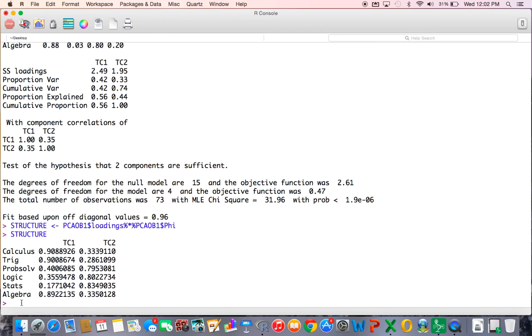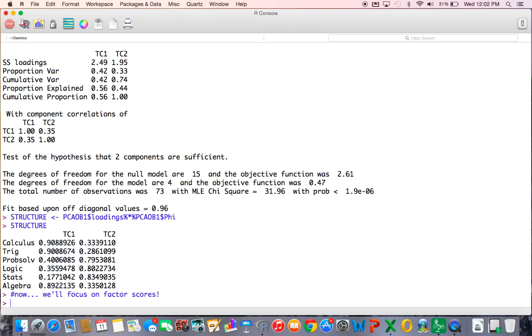Now, we'll focus on factor scores. And factor scores are extremely helpful for us just in case we want to use these latent variables in future analysis. So guys, I'm going to do final PCA.